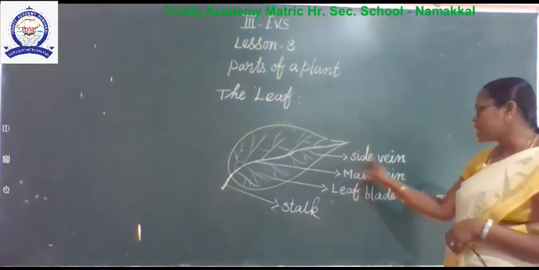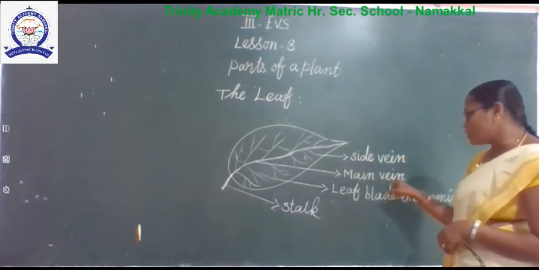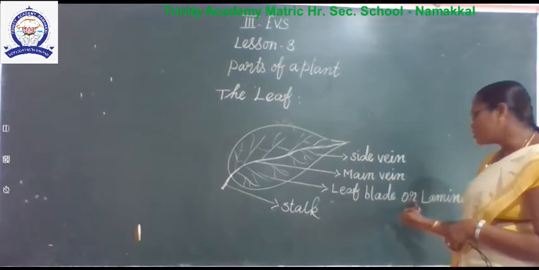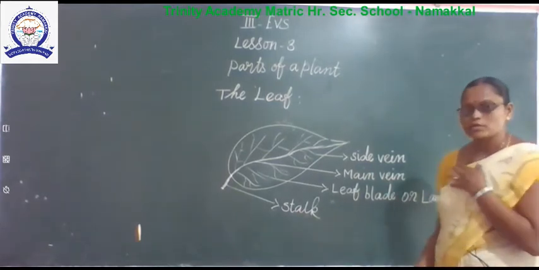First one is side vein. Vein means narambe. Main vein. And third one is leaf blade or lamina. And last one is stalk.